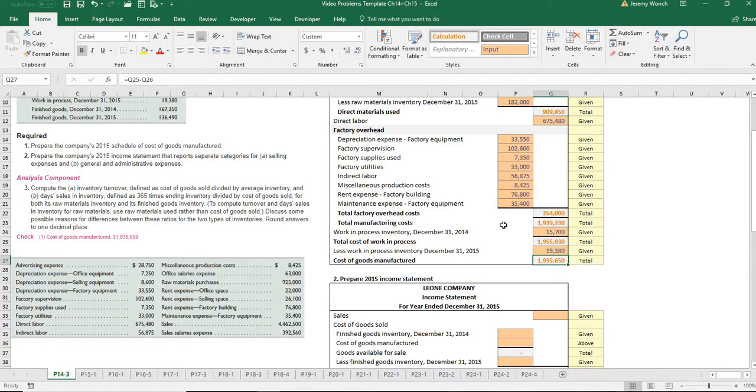And so the cost of goods manufactured, like I said, it's not the cost of goods sold. It's the cost that we made. So whether we sold it or not, it doesn't matter. This is just the cost that was related to our manufacturing process.